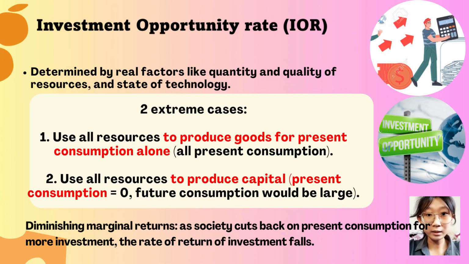The second factor in interest rate determination, said Fisher, is the investment opportunity rate. At one extreme, it would be feasible to devote these resources to producing goods for present consumption alone. At the other extreme, society could use all of the produced capital such that present consumption was zero but future consumption would be large. However, as society moved from the first extreme, all present consumption, to the latter, no present consumption, it experiences diminishing marginal returns. That is, as people cut back present consumption to increase investment and thereby obtain greater future consumption, the rate of return on investment will fall.